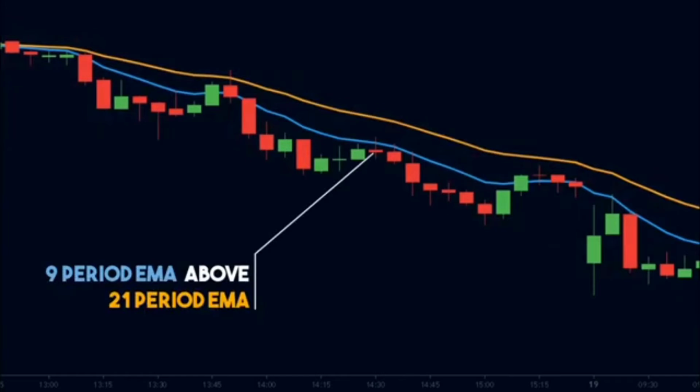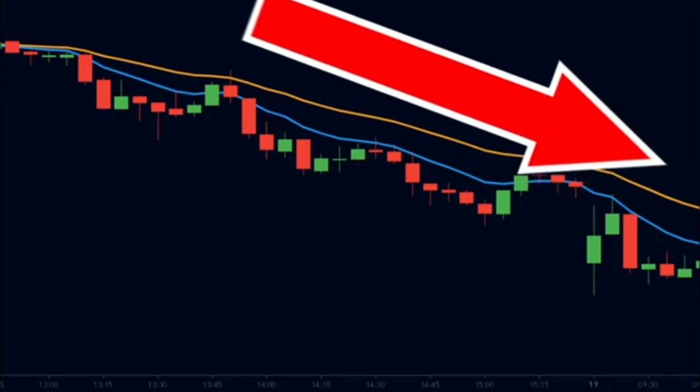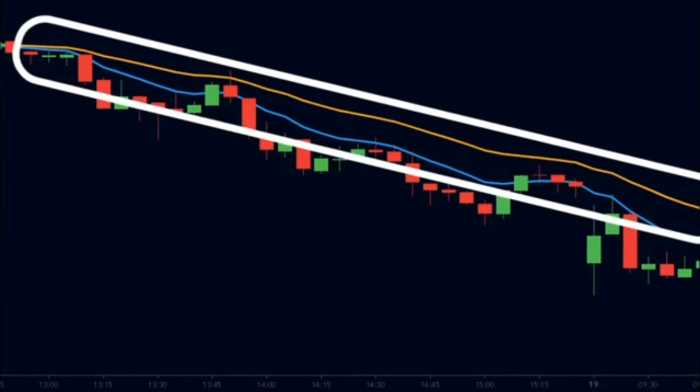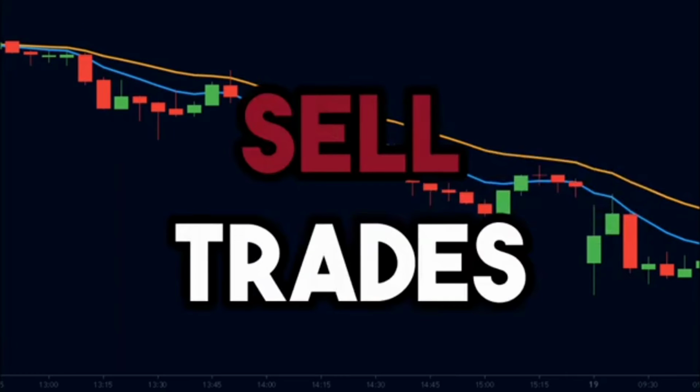In a downtrend, we can see that the price stays below the EMAs for most of the time. And the 9-period EMA stays below the 21-period EMA. Both of the moving averages are sloped downwards at an approximate 45-degree angle. The distance between the moving averages keeps on increasing as new candles are formed. Hence, we can confirm the price is in a downtrend, and we will only look for selling opportunities.